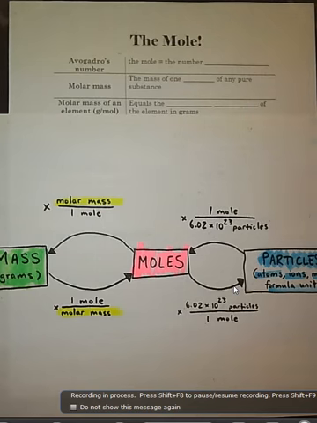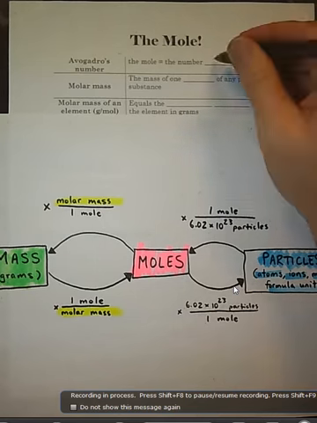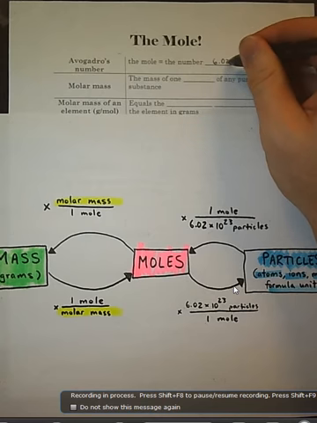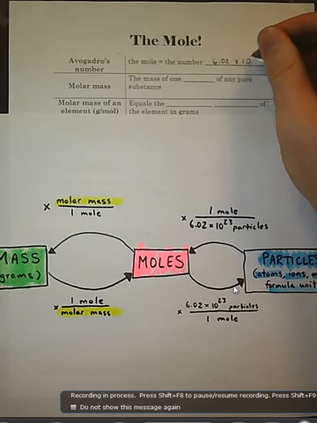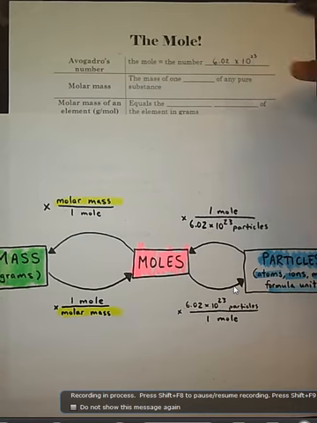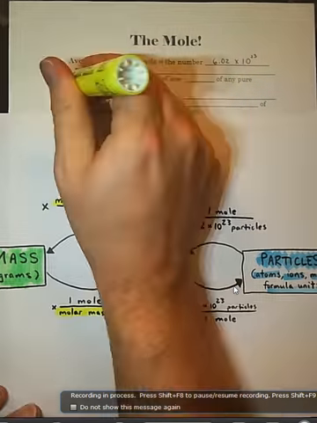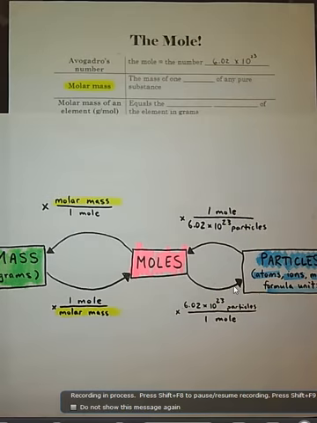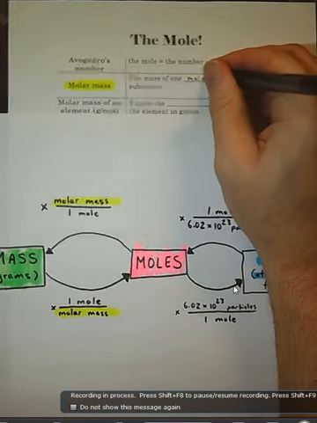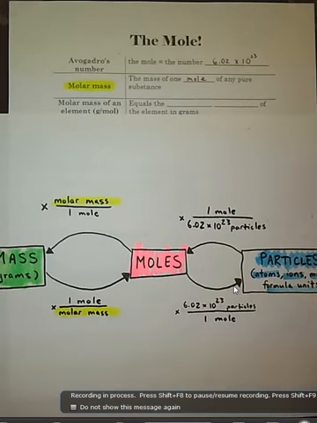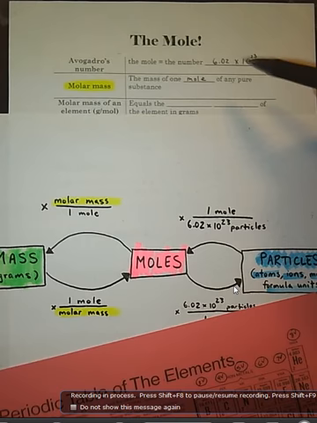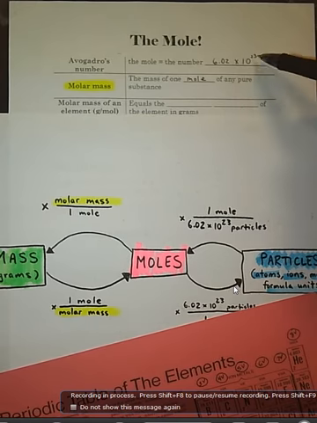The mole, Avogadro's number. Okay, we did this yesterday. 6.02 times 10 to the 23rd power. That's a counting number. That's how many atoms we have in 1 mole. Molar mass, which we've highlighted on our sheet down here in yellow, is the mass of 1 mole of any pure substance. So if we have a mass of gold, it has 6.02 times 10 to the 23 atoms.